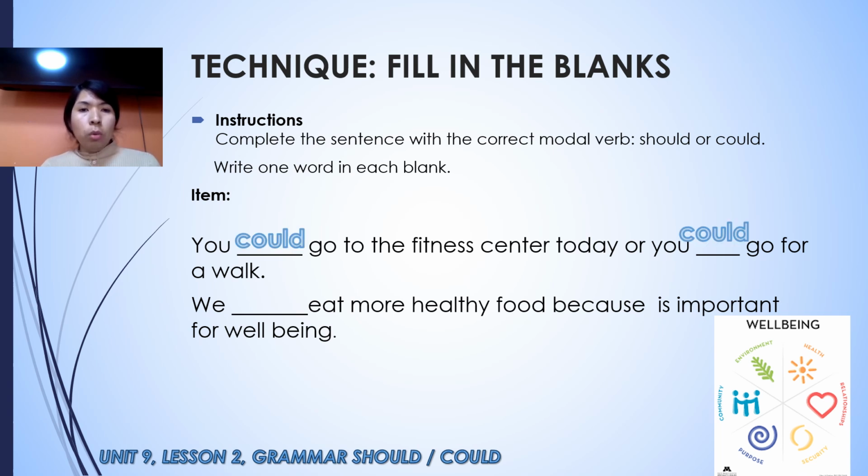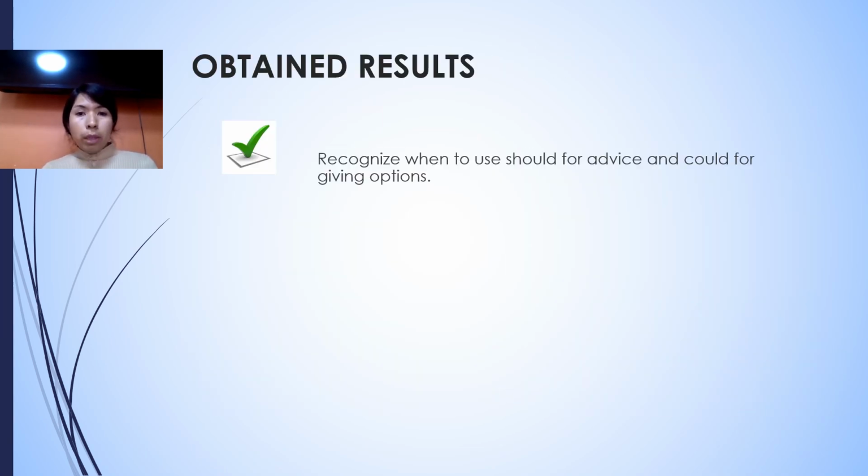So why did I choose this technique? Because we avoid the guessing factor like in the previous one, and we push students to write their own answers, and they have to recall previous information in their minds, and also it shows a deeper understanding of the grammar in comparison to the previous one. You have here the correct answers, and in the obtained results we have recognized when to use should for advice and could for giving options.